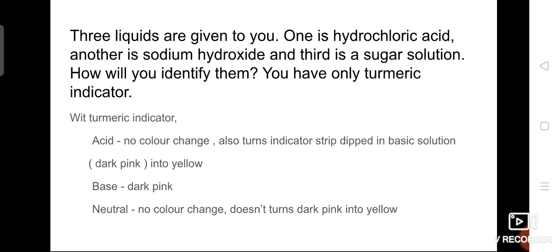Now take another turmeric indicator strip and dip it in the neutral solution. No color change will be observed. Okay. Now the base is identified because we get the dark pink color.